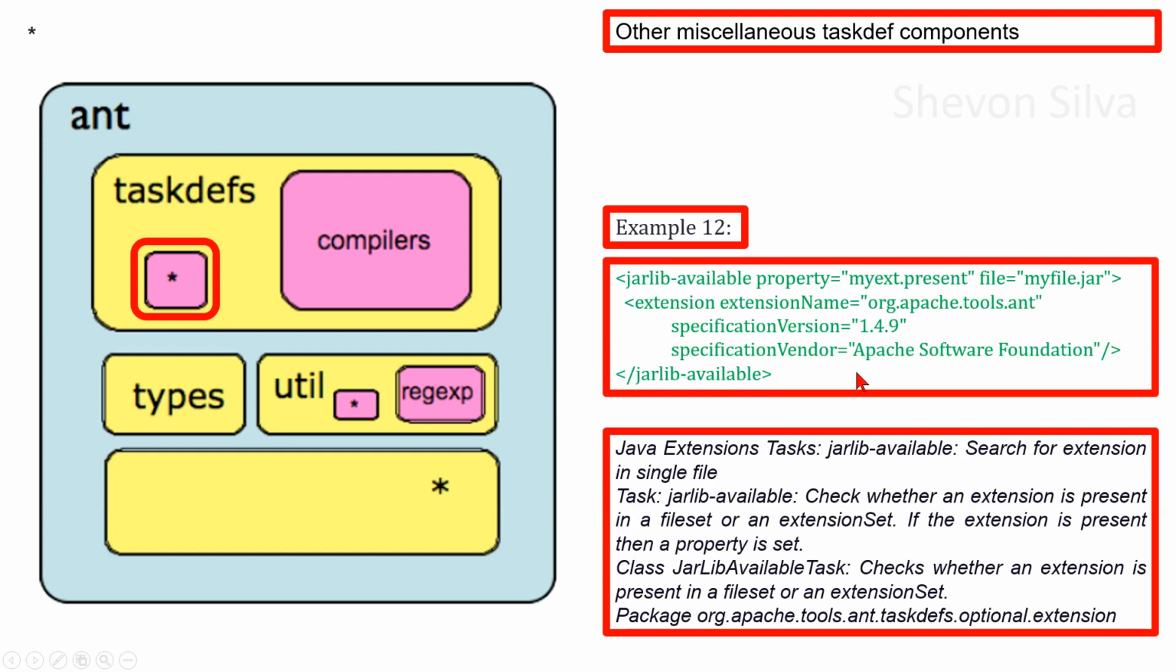Now we are considering jlink available in Java extension tasks. Here we search for the extension in a single file. The task jlib-available checks whether an extension is present in a file set or an extension set. If the extension is present, then the property is set to true.